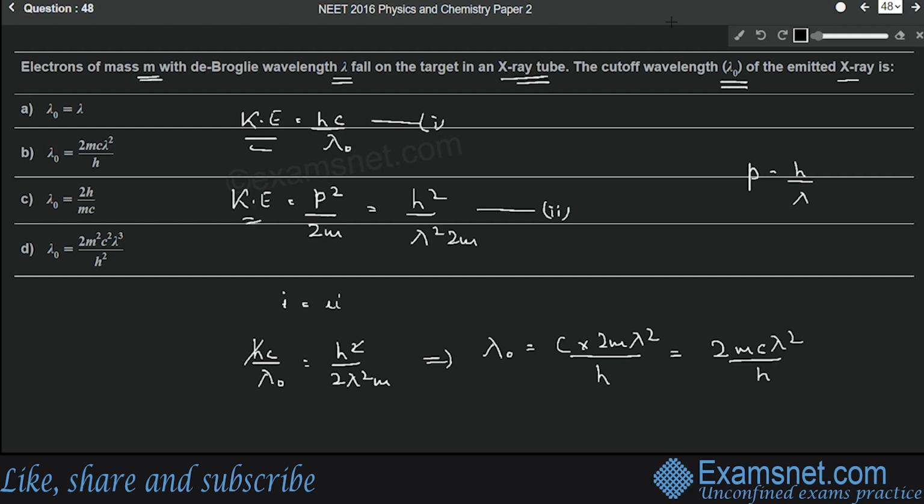So this will match the option. Which option? Option number B. Okay, lambda naught equals 2mc lambda square by h. So this is your correct answer. Okay, option number B is the correct answer.